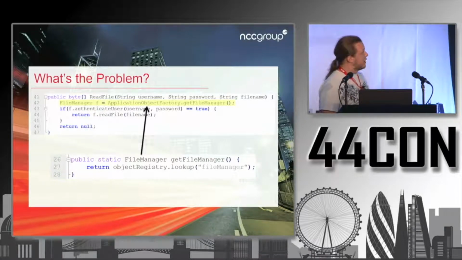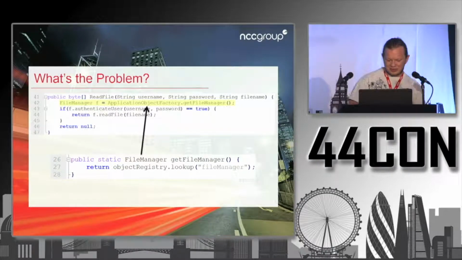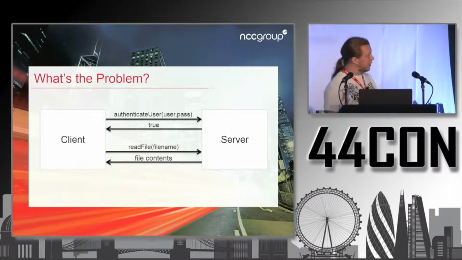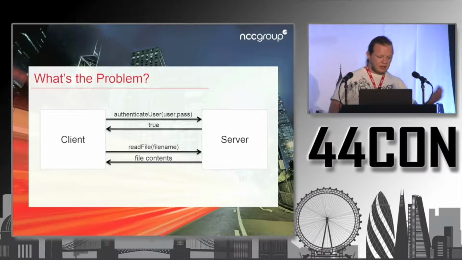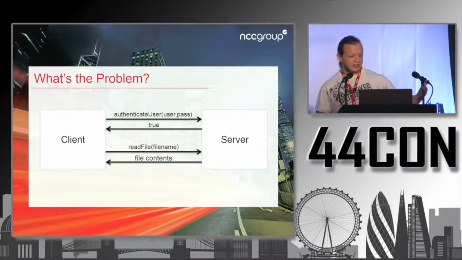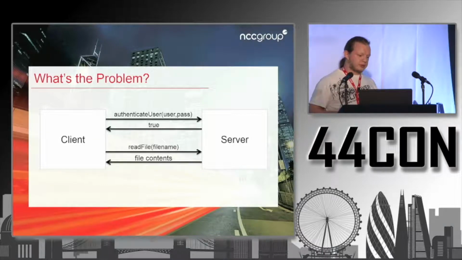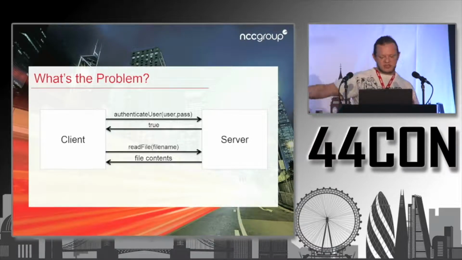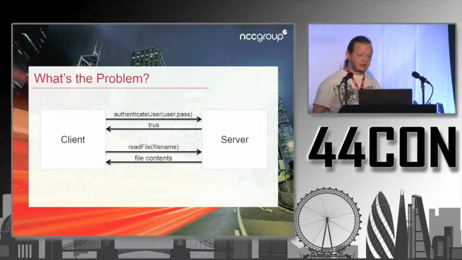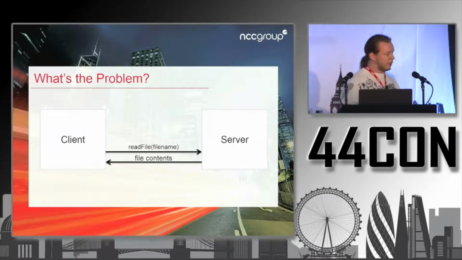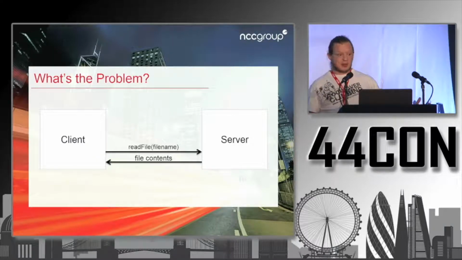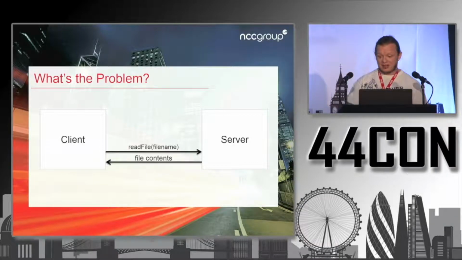If this application object factory actually returns a remote object, then the security of that code changes quite significantly. So it looks like this in a successful case. The client will call authenticate user, sending the username and password to the server. That returns true. The client then calls read file name, sends that to the server, and it returns the file contents. So why don't we just do this? And that's essentially what I did the first time that I came across RMI.